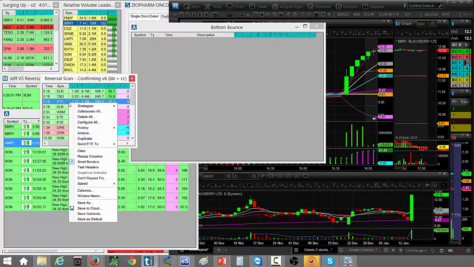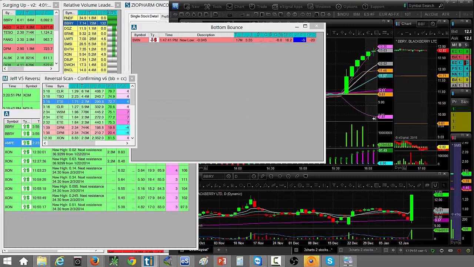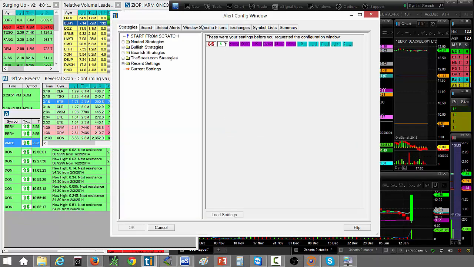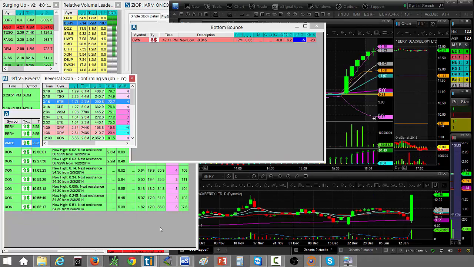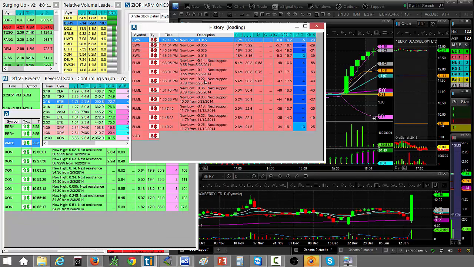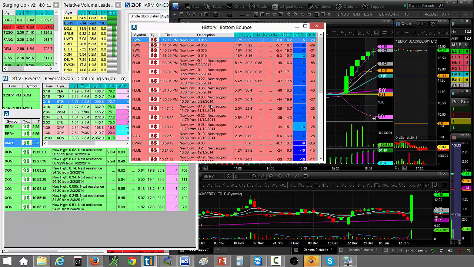So let me double check on one of the ones I've already written. Okay, so negative 0.6. So this one's looking for 60 cents off the 8. So now I've put in the negative 0.25, so it's going to start populating stuff. Okay, so now these are the bottom bounces, right?